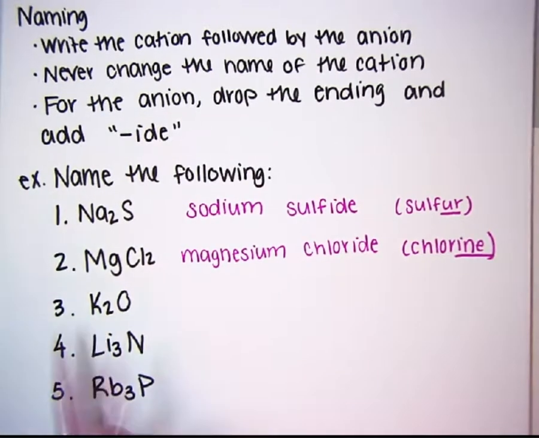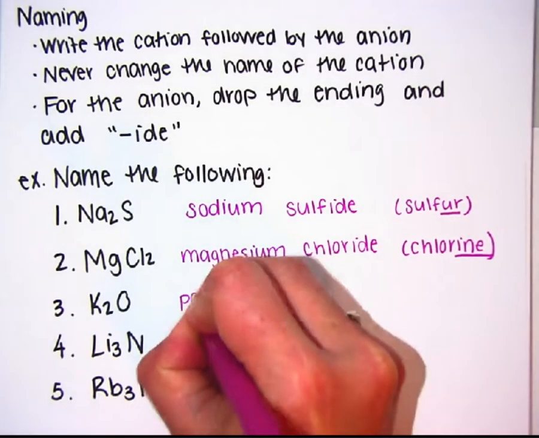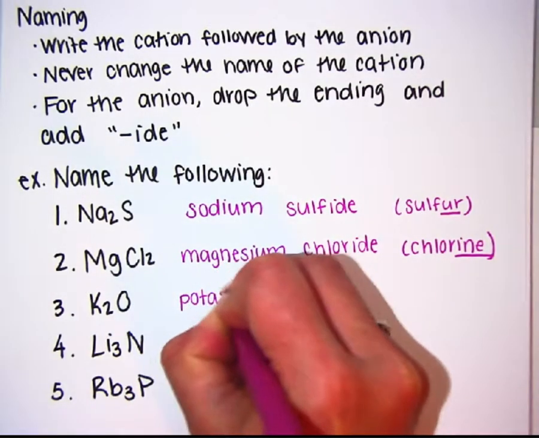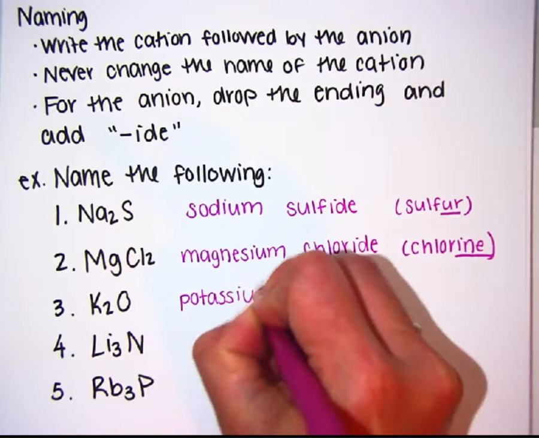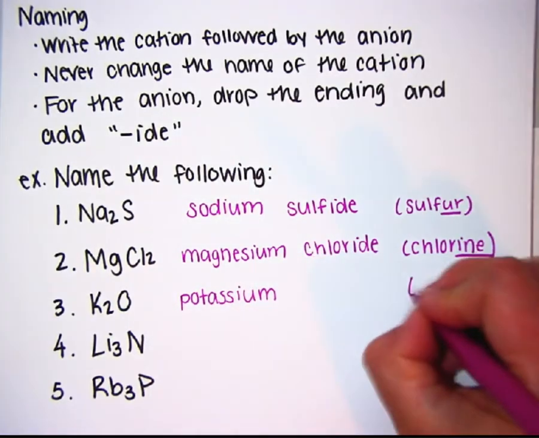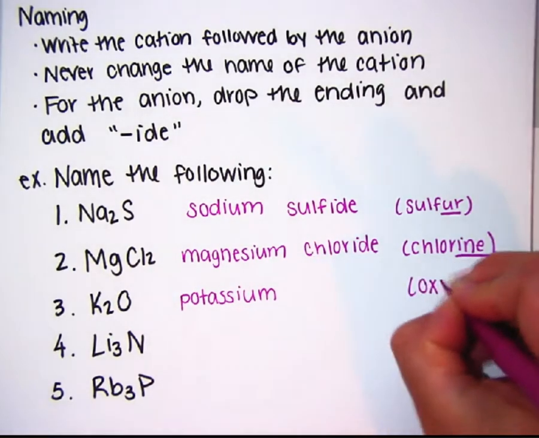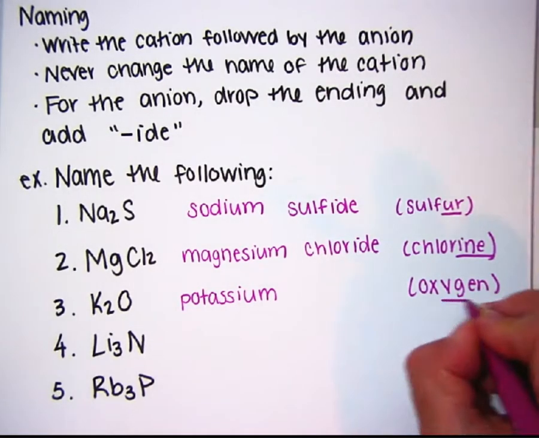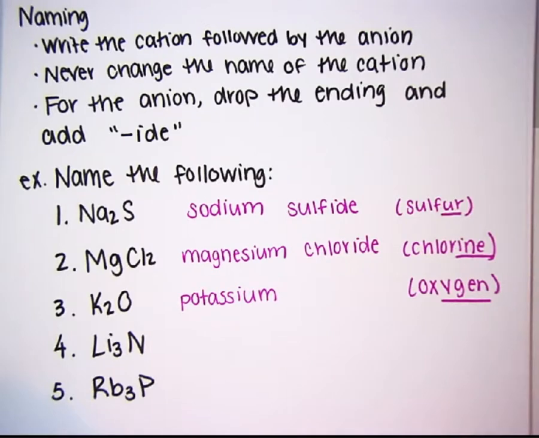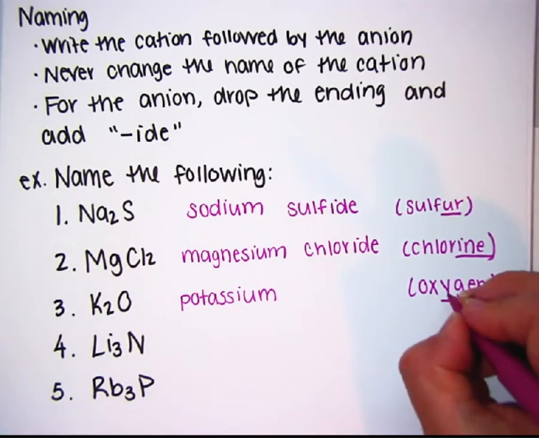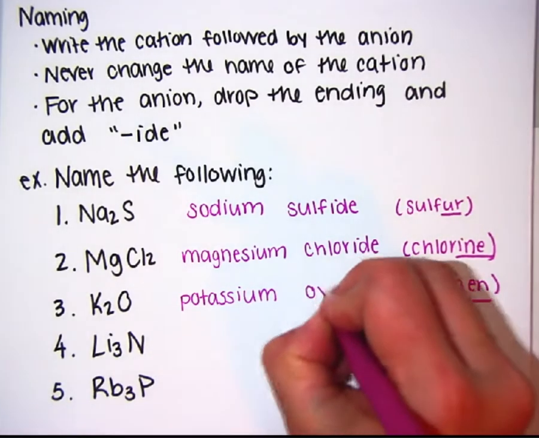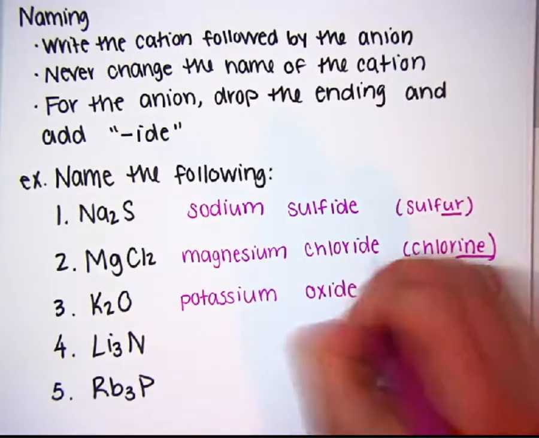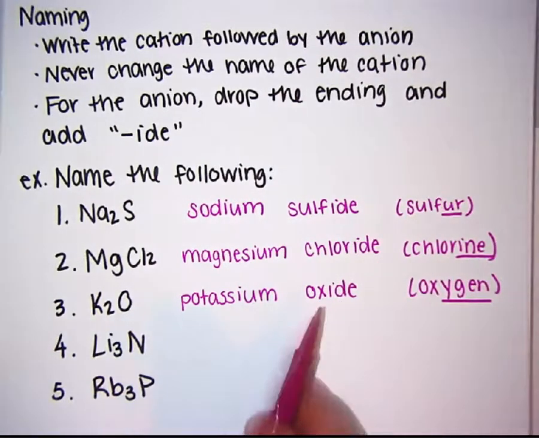Number 3, cation comes first, never change the name of the cation. You are just going to copy down its name exactly as you find it on the periodic table. K is potassium. Oxygen, you're going to drop the last 4 letters. Oxygen becomes oxide. K2O is potassium oxide.